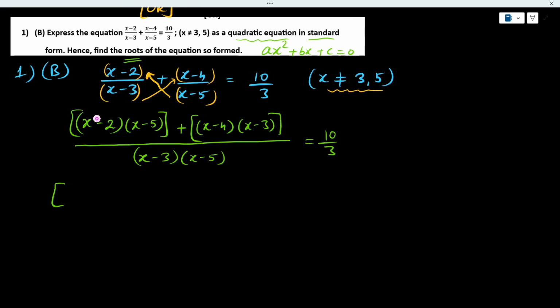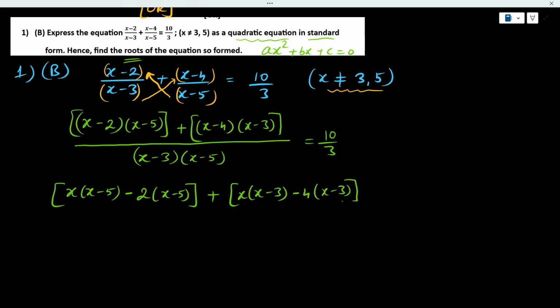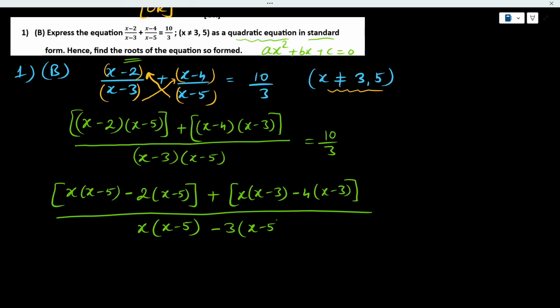If you see binomial into binomial, you will take x times the binomial, then the monomial into the binomial, same thing: x and minus 4 will also get multiplied, right? So how do we do it? Expand the bracket. It is x times (x - 5) minus 2 times (x - 5), bracket close, plus x times (x - 3) minus 4 times (x - 3), right? And the denominator also we simplify. It is x times the second binomial minus 3 times (x - 5), which is equal to 10/3.